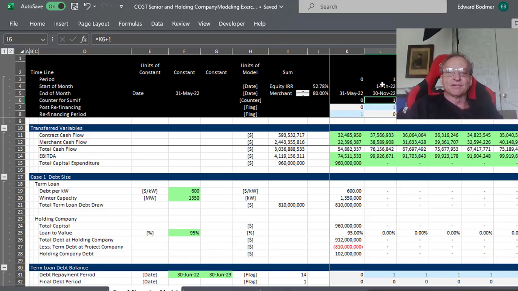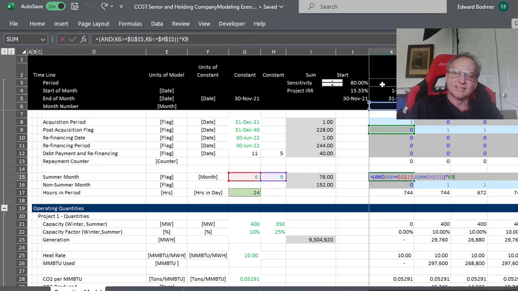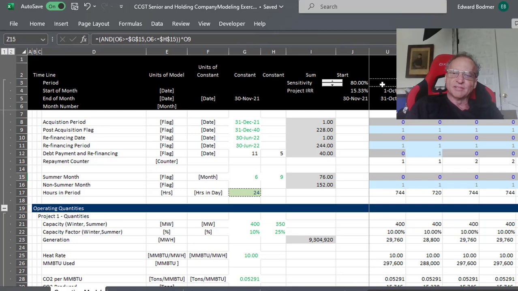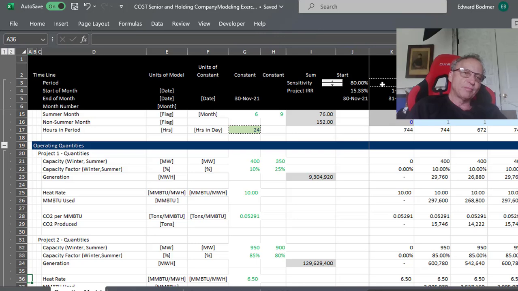And then perhaps doing a little bit more of this advanced SUMIF stuff to get the month by month data, which I put in this sheet, into another sheet. Then we had to look up and see when the summer months start and when the winter months start, and we can put our hours in the period. And then we begin with our operating quantities. Not a big deal. We have the summer and winter, and we have a different capacity factor, and we put a different generation in. So it's all very transparent.